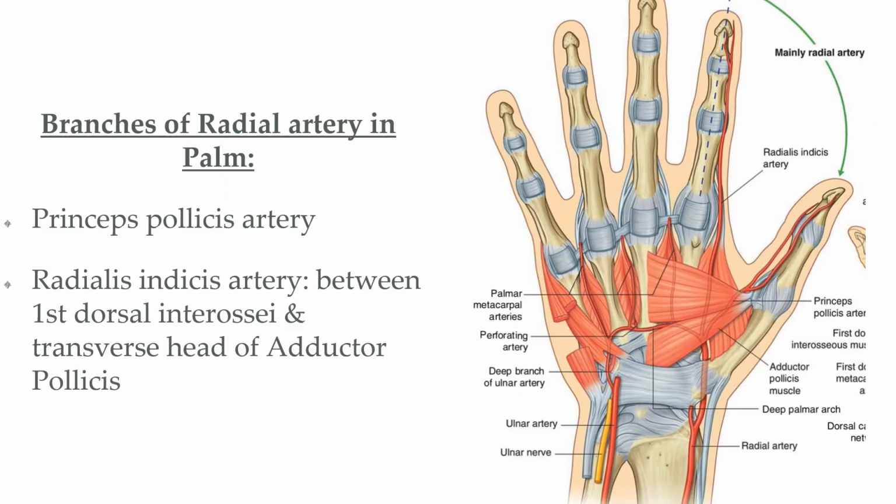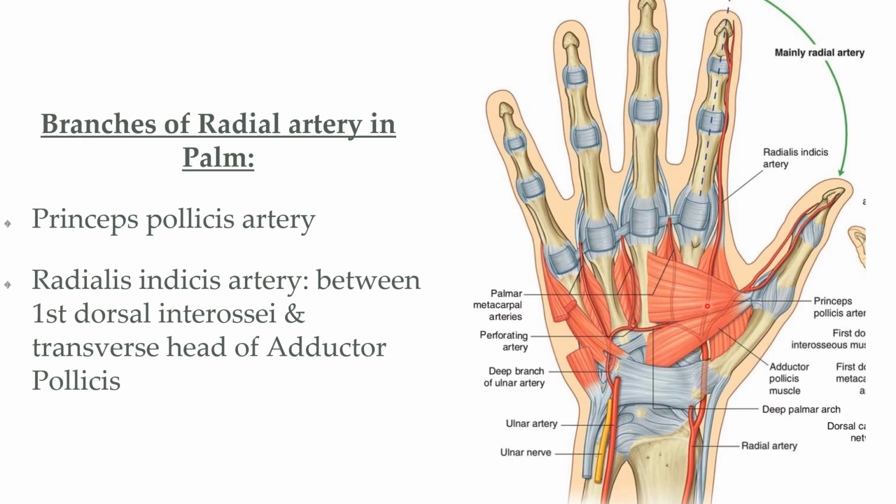After entering into the palm, the radial artery gives its first branch, which is princeps pollicis. This princeps pollicis bifurcates into the two terminal branches, which provide arterial blood supply to the first digit, that is thumb. The second branch of the radial artery in the palm is the radialis indicis. This artery runs distally by lying in between the superficially placed transverse head of adductor pollicis and deeply placed first dorsal interossei.